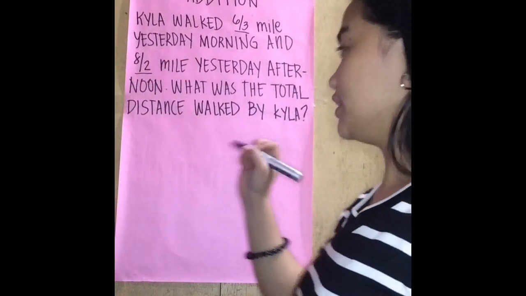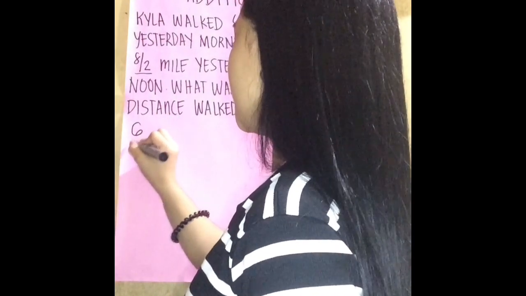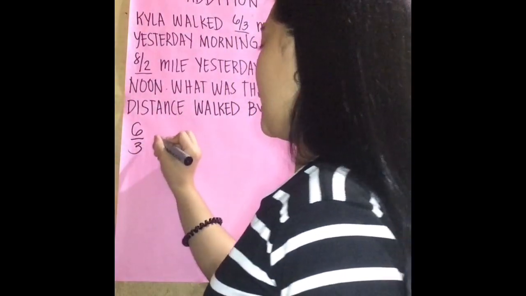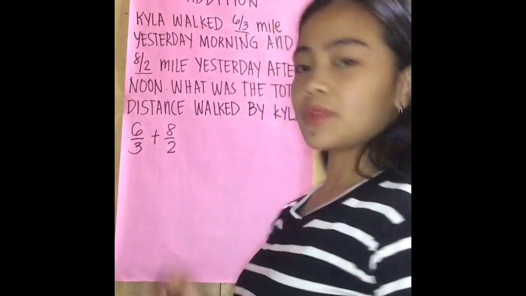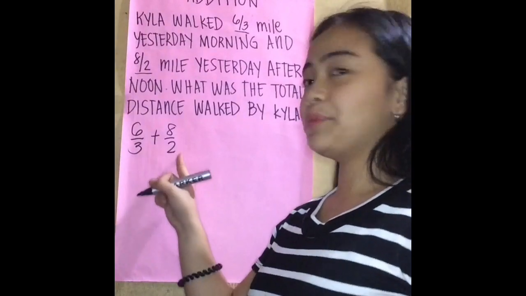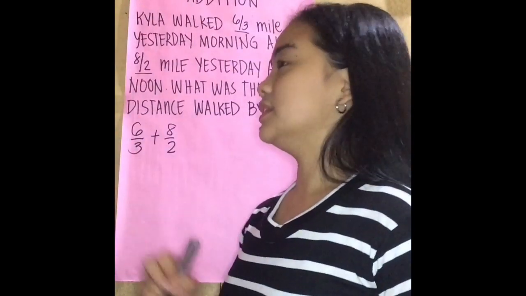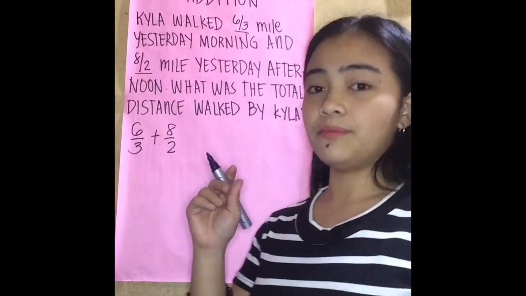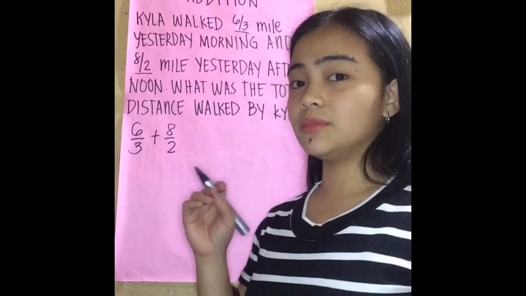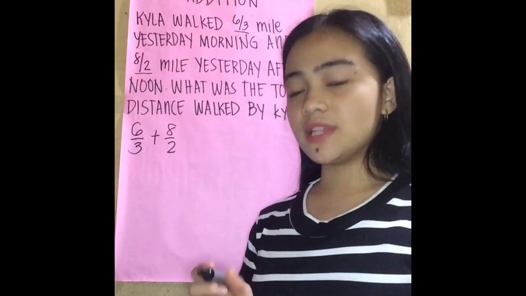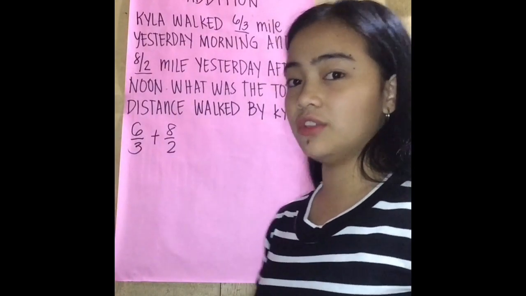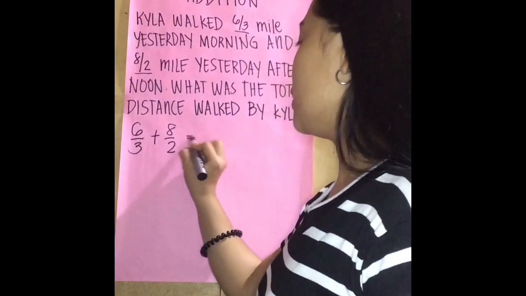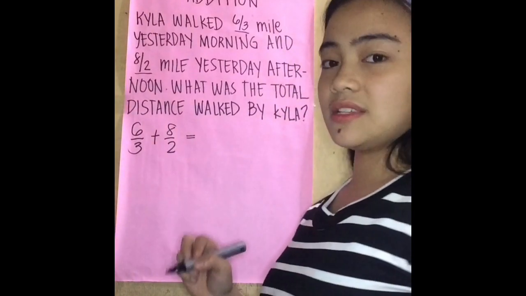By solving this, you need to write the given: 6 over 3 plus 8 over 2. You see the denominators are not the same, and the numerator is greater than the denominator. First, you need to identify the common denominator of 3 and 2. The common denominator of these two given is 6.